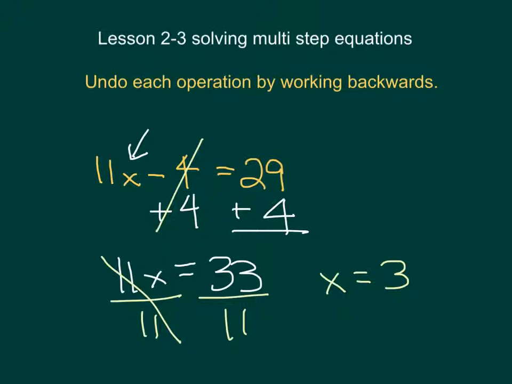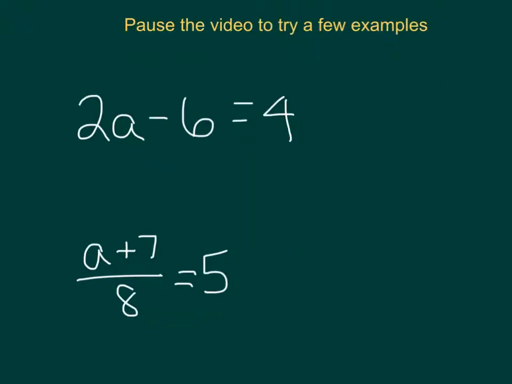So you can just do it mentally. If you need to write it out, you can do that, but I just want you to plug in that 3 for x. So 3 times 11 is 33, and then if we subtracted 4, we would get 29, and your equation should be equal. Pause the video to try a few examples on your own.